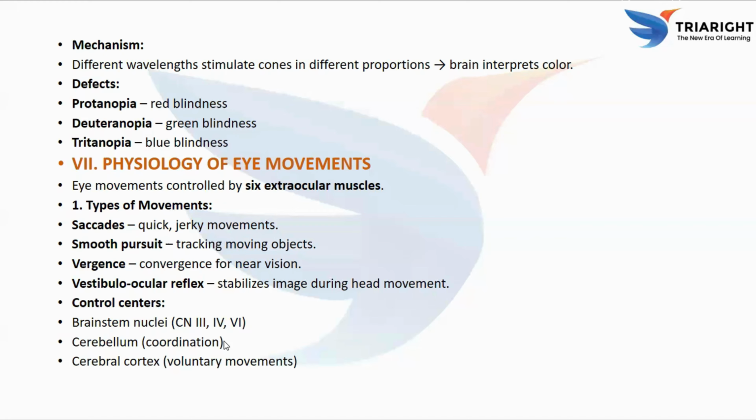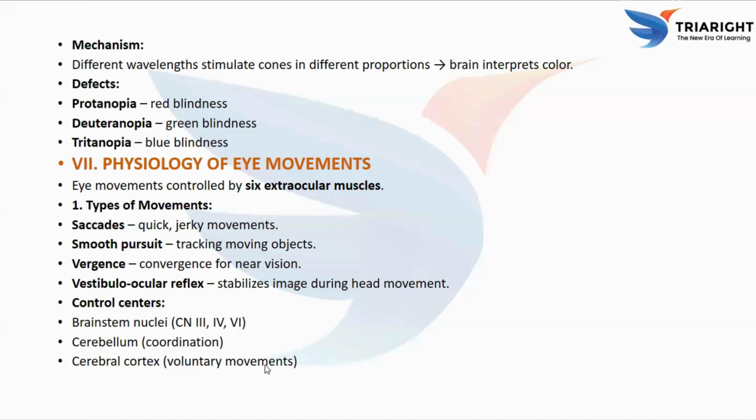So what are the control centers of the eye movements? Brainstem nuclei, cerebellum, cerebral cortex. So what is brainstem nuclei? Cranial nerves 3, 4 and 6. Cranial nerve 3 is the oculomotor nerve. This supplies most of the muscles. Whereas the fourth cranial nerve, also called the trochlear nerve, supplies the superior oblique muscle, and the sixth cranial nerve, which is the abducens nerve, supplies the lateral rectus muscle.